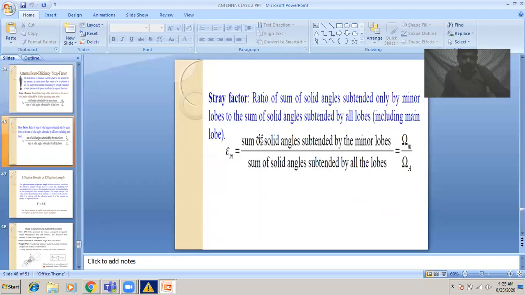Next one is stray factor. It is represented as the sum of the solid angles subtended by the minor lobes to the sum of the solid angles subtended by all lobes. It is with reference to the minor beam, therefore this is called omega small m by omega A. Otherwise, it can also be stated as the area of the minor beam to the total area of the pattern.